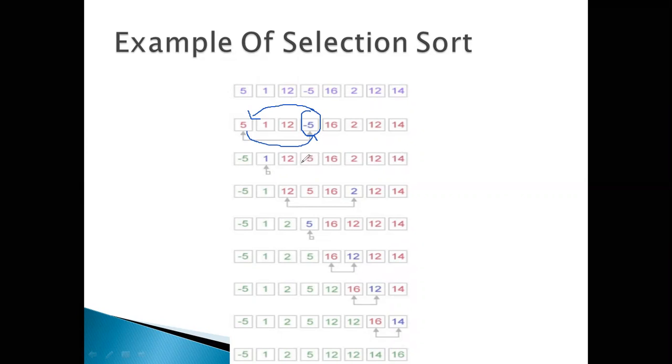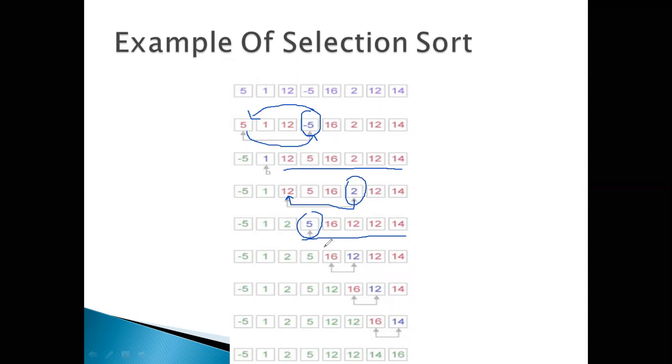Then again we find that this 1 is the smallest element and it is present in its correct position. So we do nothing. Again among the remaining, that is 12, 5, 16, 2, 12 and 14, we find that this 2 is the smallest element. So we select this 2 and swap it with 12. Then again in the remaining elements 5, 16, 12, 12, 14, we find that 5 is the smallest element and it is in its correct position.